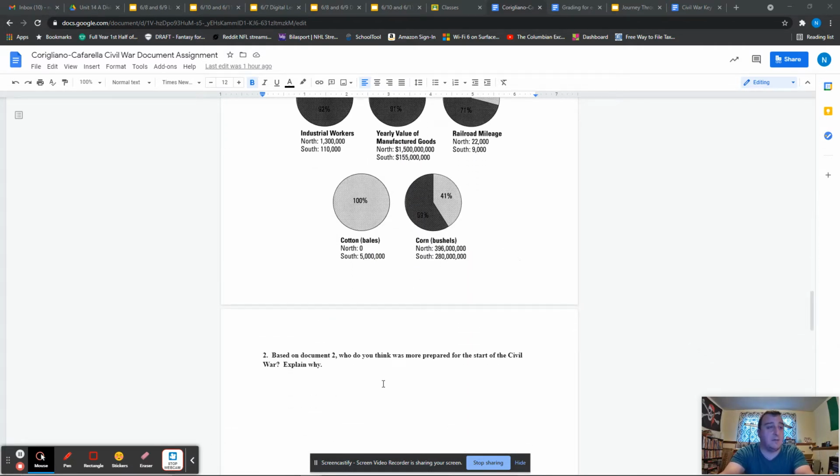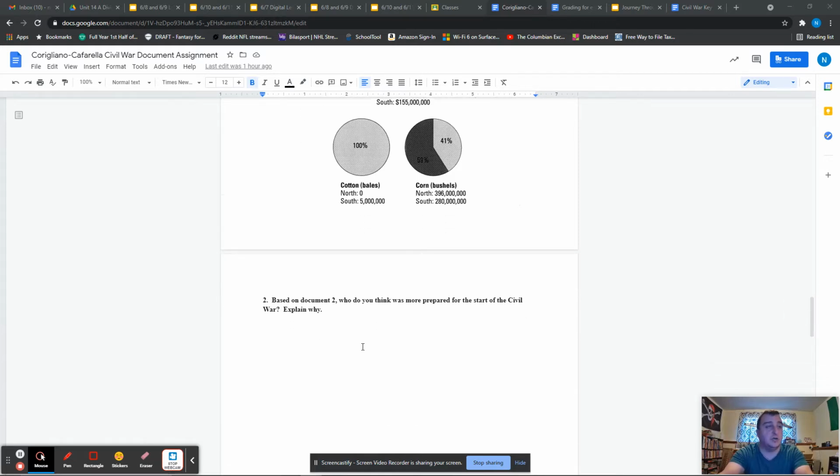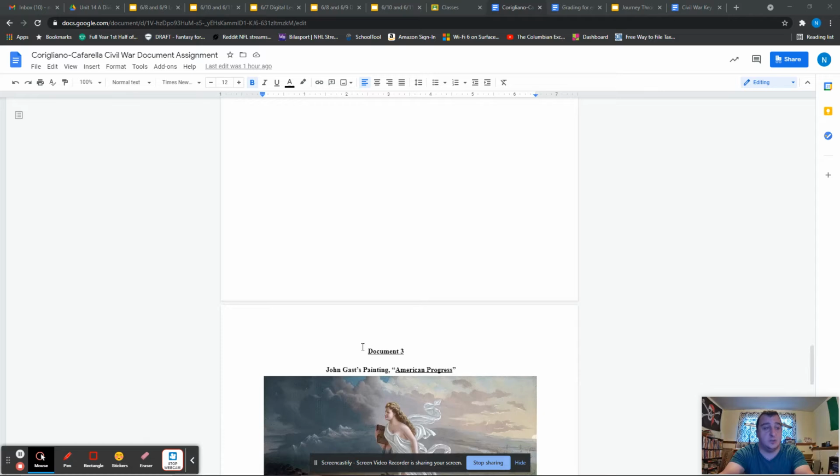And it says, based on document 2, so the 2 pages previously, who do you think was more prepared for the start of the Civil War? And you need to explain why, okay? So that's question number 2 that goes with document 2.